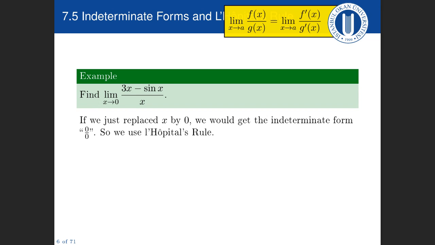So instead, we're going to use L'Hopital's rule, which I've written in the yellow box at the top of the slide. We're going to differentiate the function on the top. We're going to differentiate 3x minus sine x, and we're going to differentiate the function on the bottom. We're going to differentiate x. And assuming that this limit exists, these two limits will be equal.